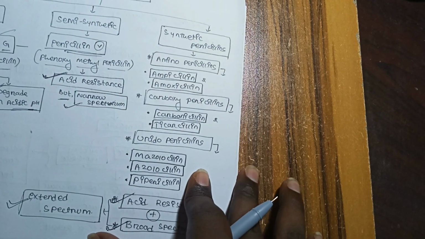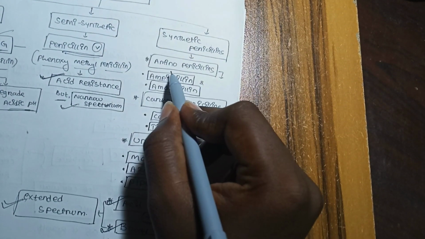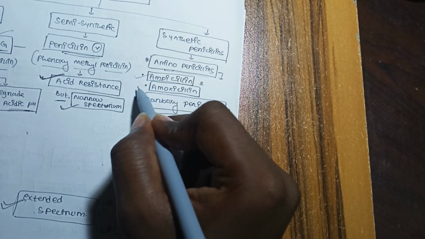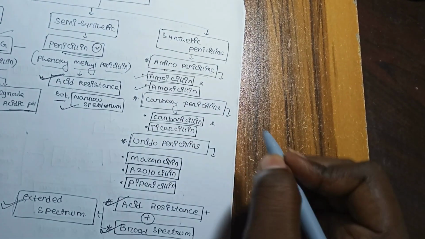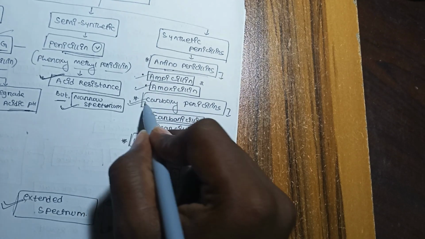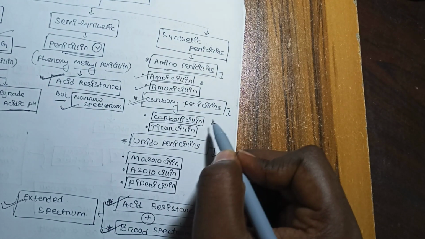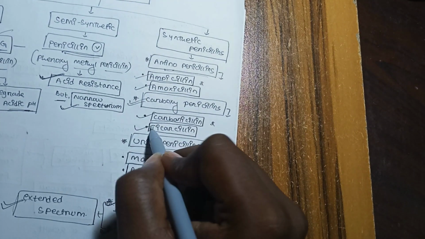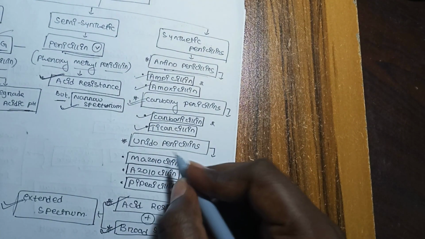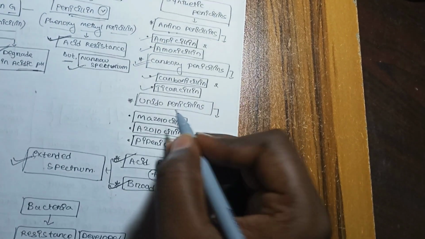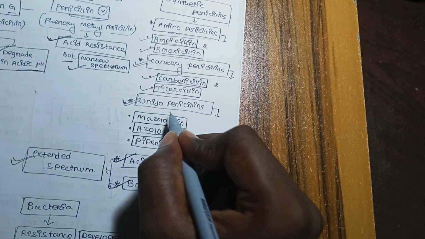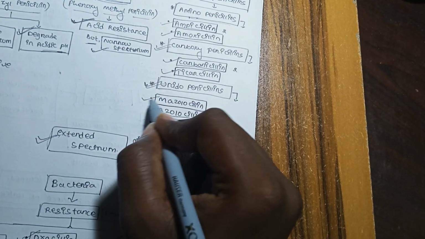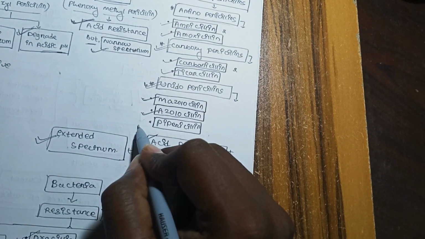Here the drugs come under aminopenicillins: ampicillin and amoxicillin are the drugs. Next category is carboxypenicillins. Under the carboxypenicillin class, carbenicillin and ticarcillin are the drugs. Then another class is ureidopenicillins. Under the ureidopenicillins, the drugs are mezlocillin, azlocillin and piperacillin.